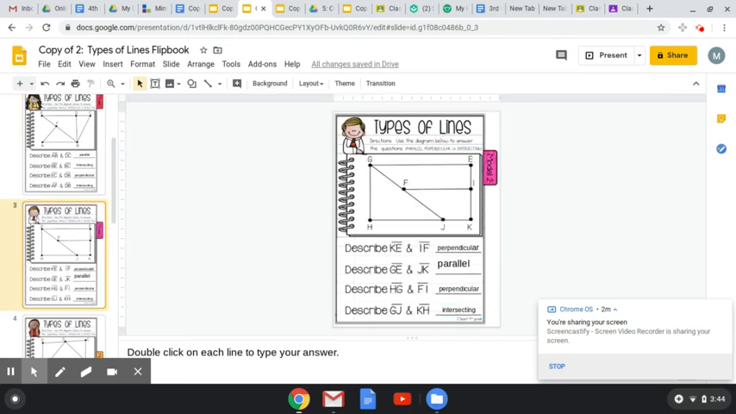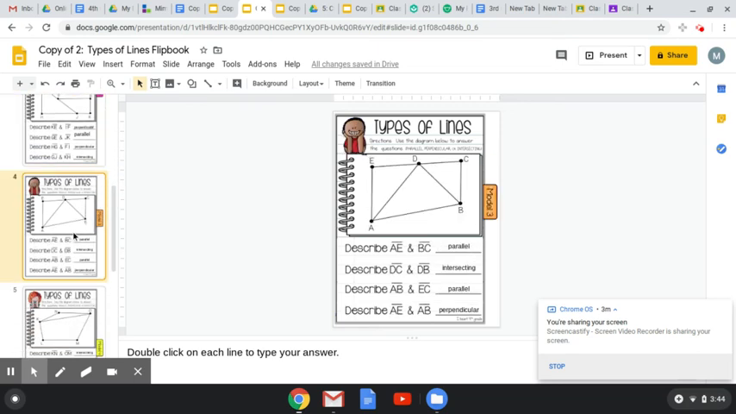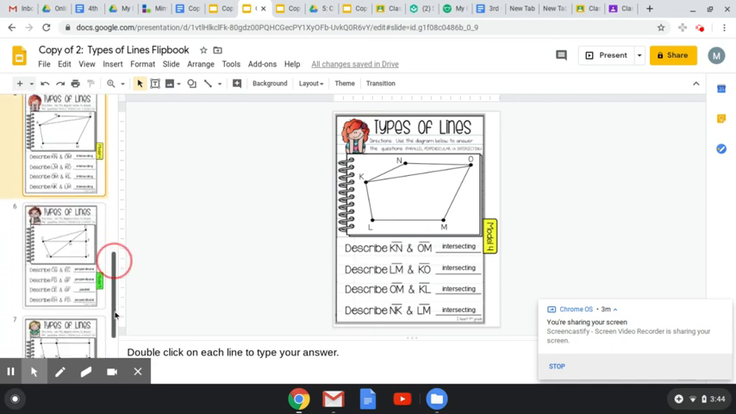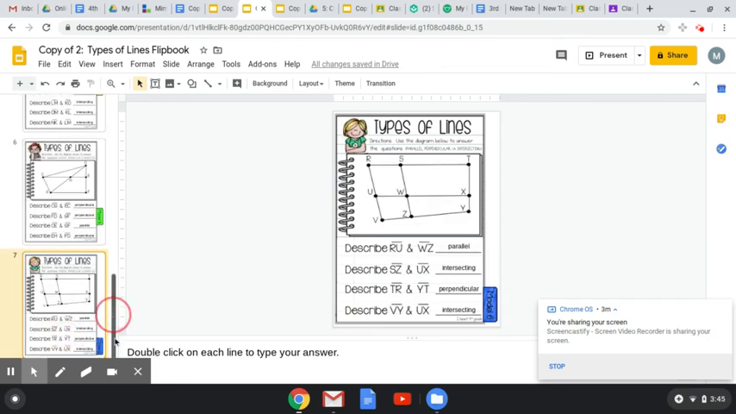Answer key for Model 2. Answer key for Model 3. Answer key for Model 4. Answer key for Model 5. Answer key for Model 6.